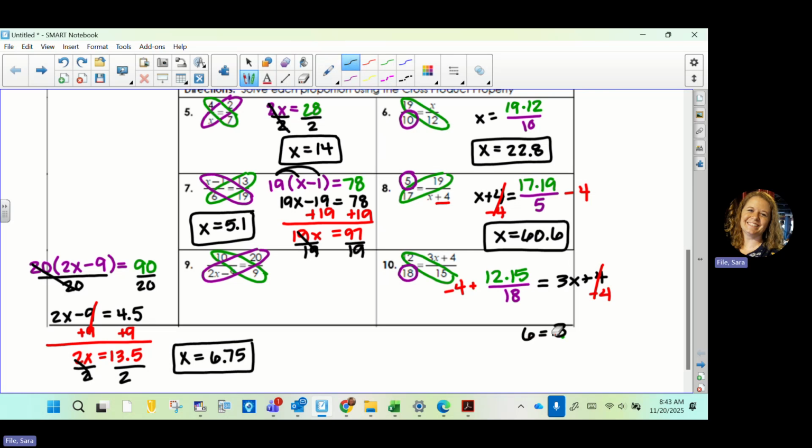equals 3x. This one has an extra step because of the coefficient in front of the x. So I have to, at the end, divide out that 3. So x is 2 for this one.